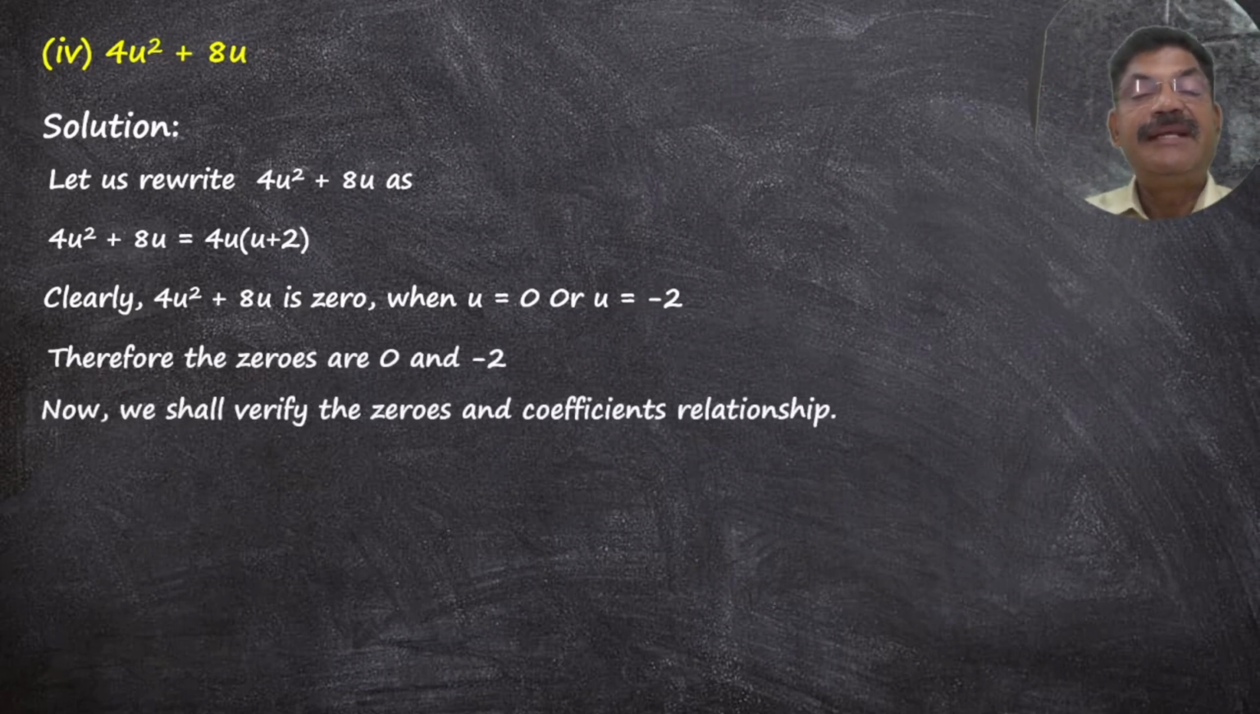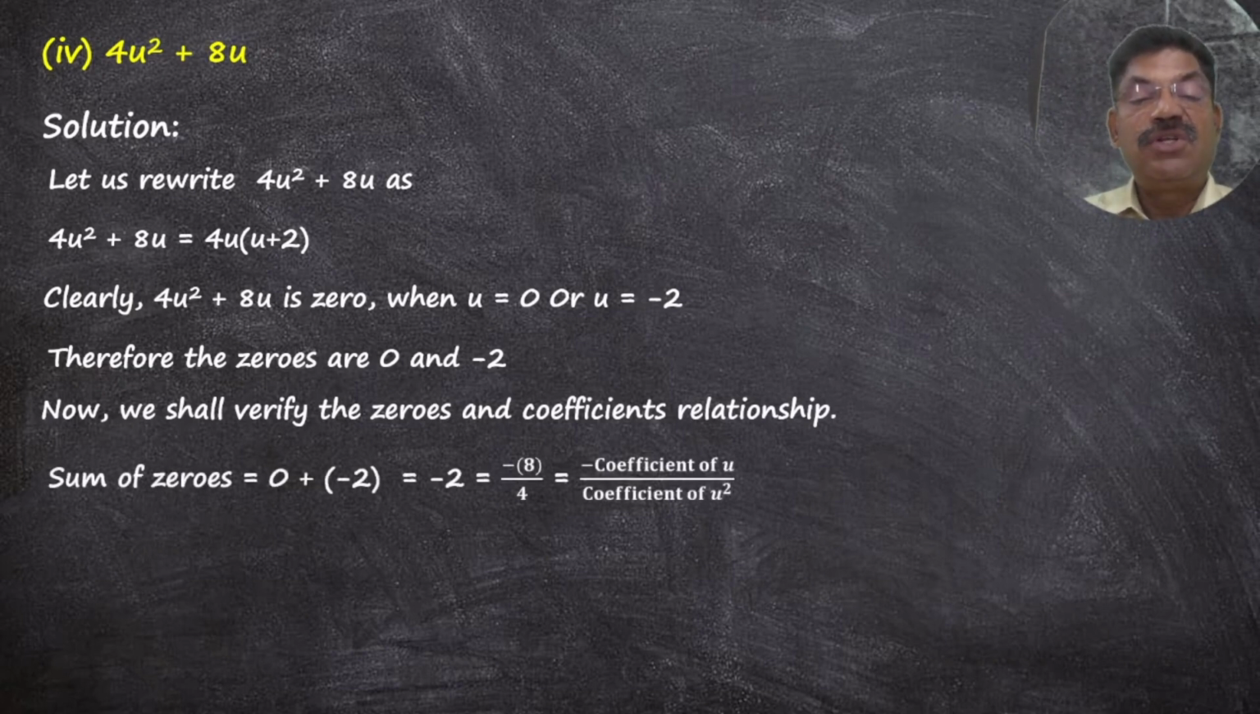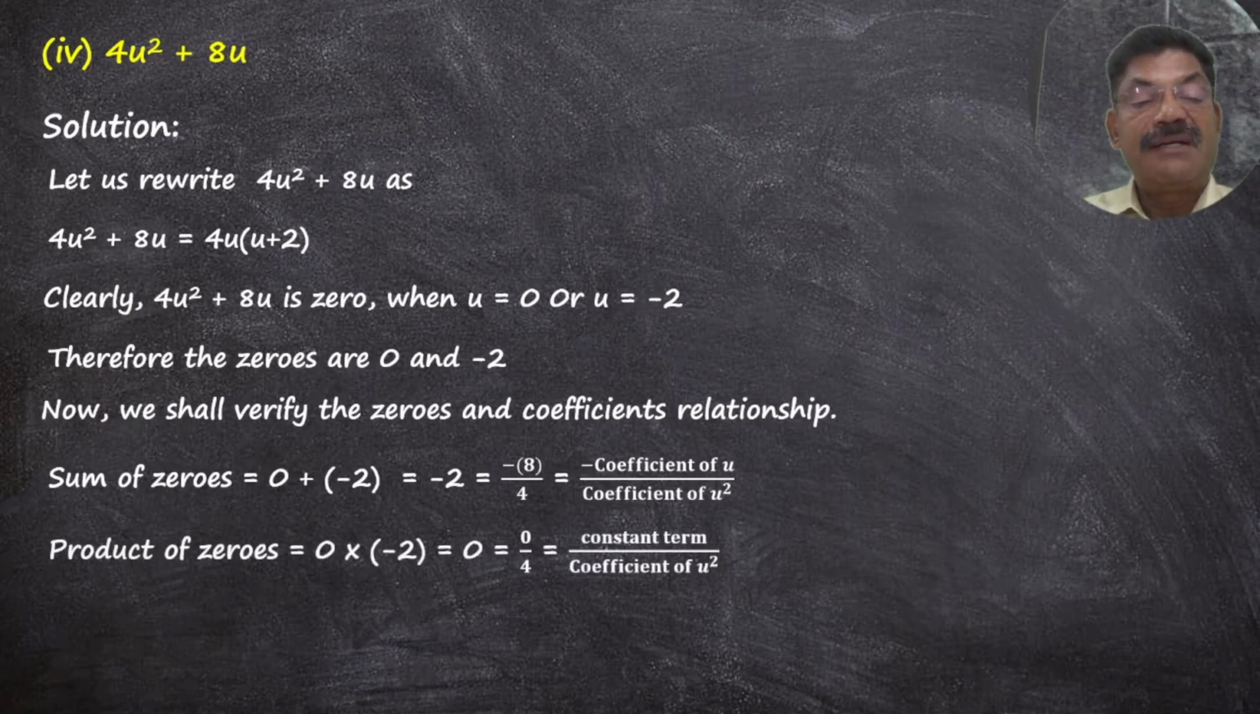Now we can verify the relationship between roots and coefficients. Sum of the zeros is equal to 0 plus minus 2, which is equal to minus 2, which is the minus coefficient of u divided by coefficient of u square, which is minus 8 divided by 4, which is same as minus 2. Similarly, product of zeros is equal to 0, but here constant term is 0. Therefore, 0 by 4. 0 by anything except 0 is 0. So we get both the results verified.